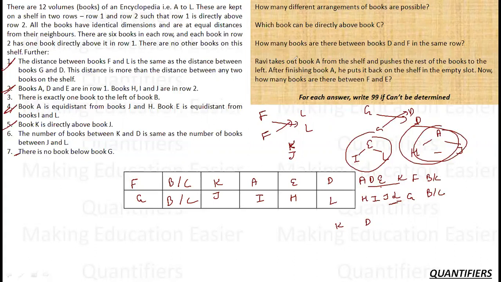Okay. So it was more or less just connecting the dots and thinking that the distance could be diagonal also. Now how many different arrangements are possible? There are two arrangements pertaining to the information of B and C. Which book can be directly above book C? Above C can only be B, because if I place C down in the second row, B will be upstairs. How many books are there between D and F in the same row? So D and F, there are 4 books between them.